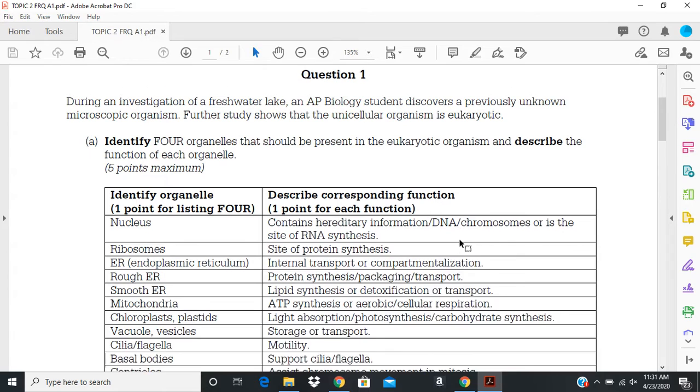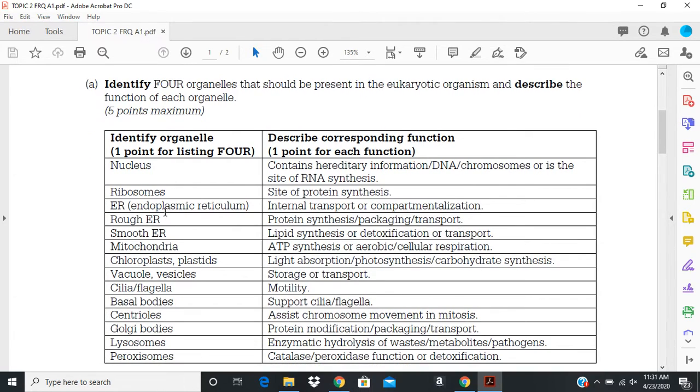So these are your membrane-bound organelles. Okay, you've got the nucleus. We're not going to say ribosome. This had asked for just organelles. I wanted membrane-bound. So it's nucleus, ER, which can include your rough ER, smooth ER, mitochondria, chloroplasts, vacuoles. Okay, Golgi bodies, lysosomes, and peroxisomes. Those are your membrane-bound organelles. Let me highlight these for you. I believe I have the ability to do so. Yep. So these are your membrane-bound organelles.